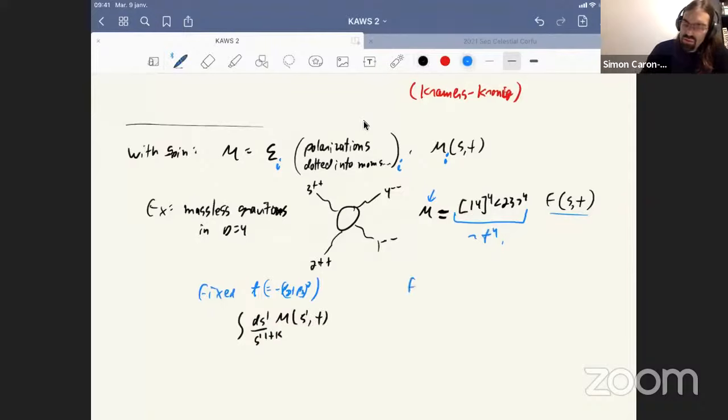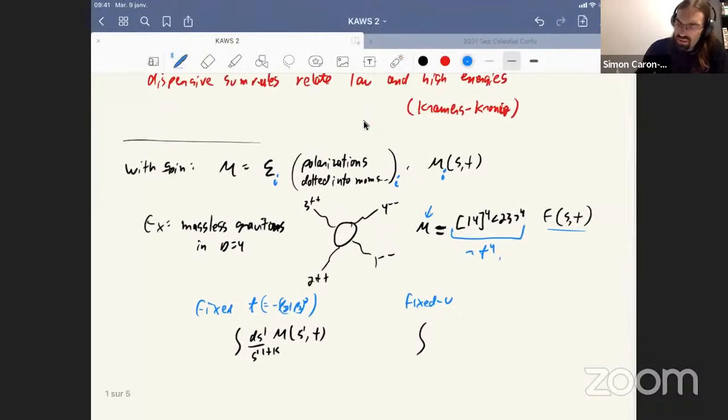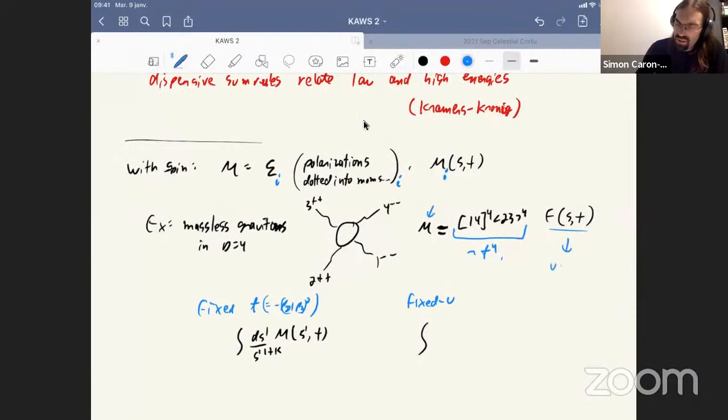But when you look at fixed U dispersion relation, for example, now when you take large energy, you're also taking large T, because s plus t plus u equals a constant, equals 0. This grows a lot, which means that this decays, right? This F vanishes, well, like 4 more powers.